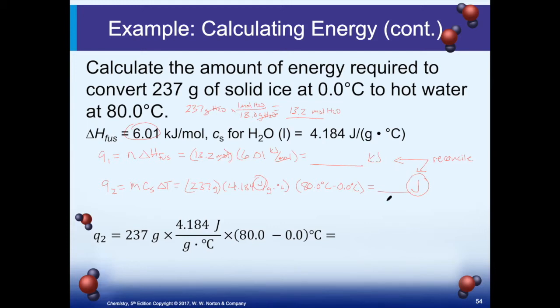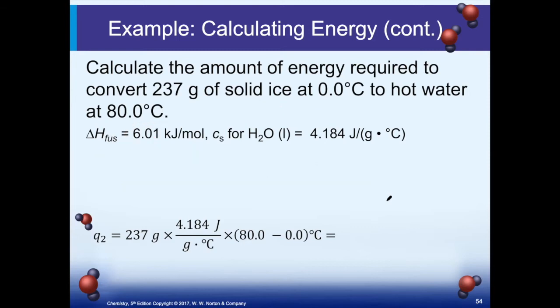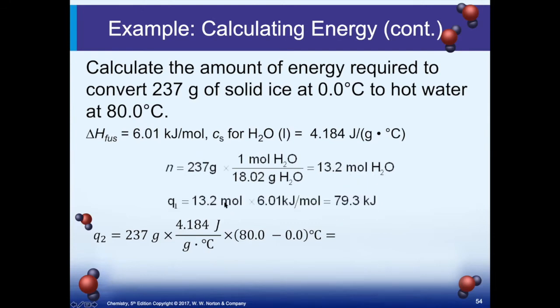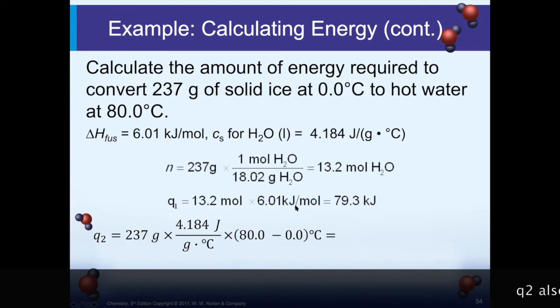Okay? All right, so now that I've done that, I will erase all that and we'll go through it in the PowerPoint. So calculating the number of moles, 13.2, and Q1, we just multiply 13.2 times 6.01, which is 79.3 kilojoules. And then Q2, as you can see right here, is the mc delta T.